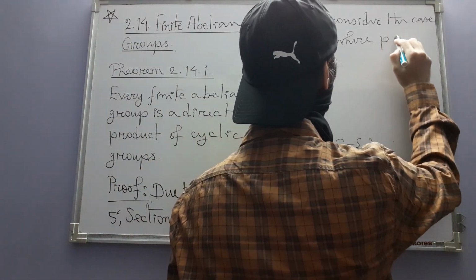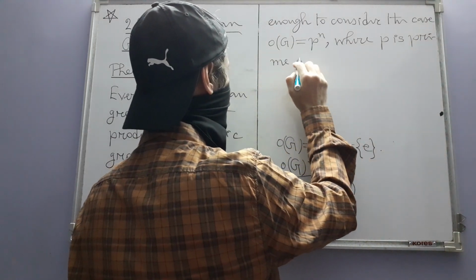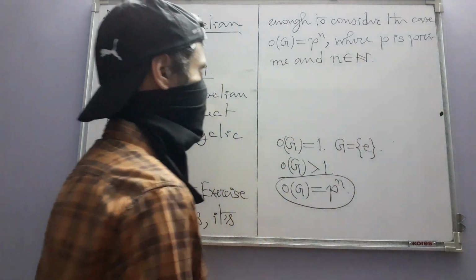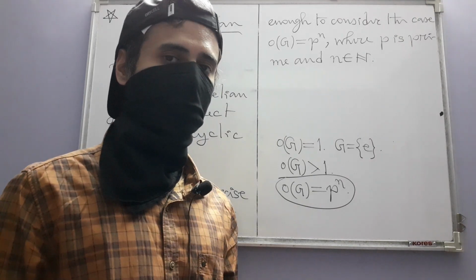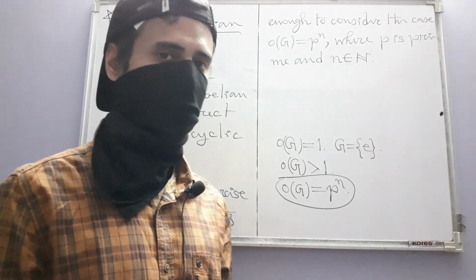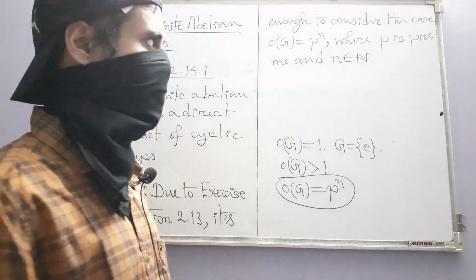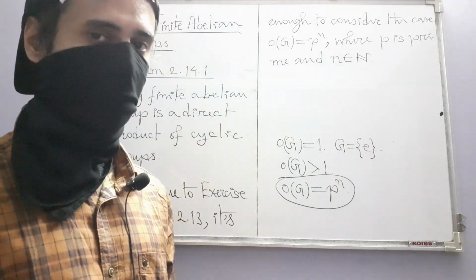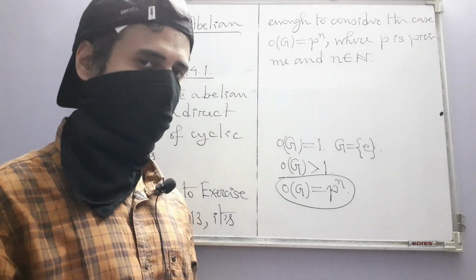Where p is prime and n belongs to the set of natural numbers. Keep in mind that in this book, n does not contain 0. Now, for some of us, 0 is not a natural number. But in some books, 0 is considered to be a natural number and is considered to be an element of that set n. Now, whether you call 0 a natural number or not actually does not make any difference.